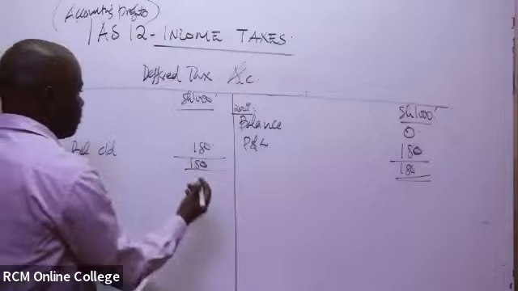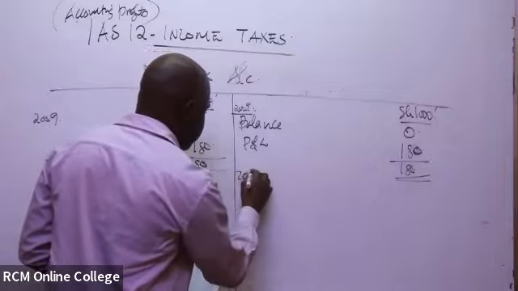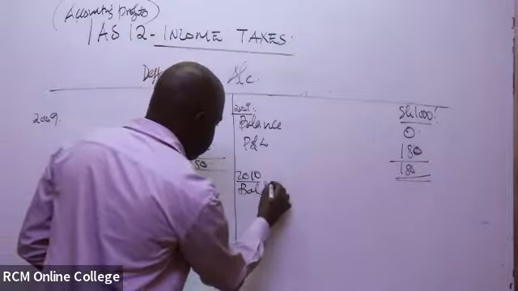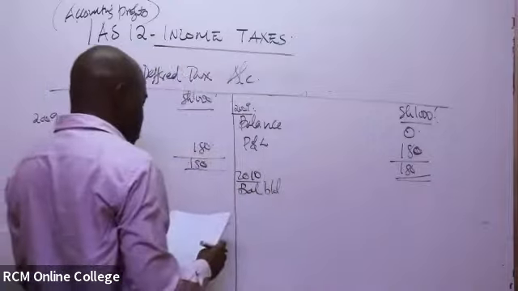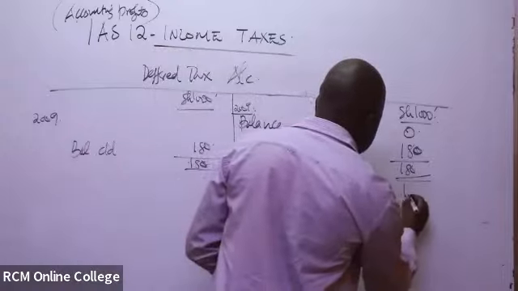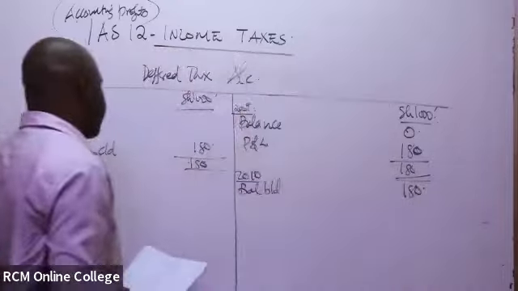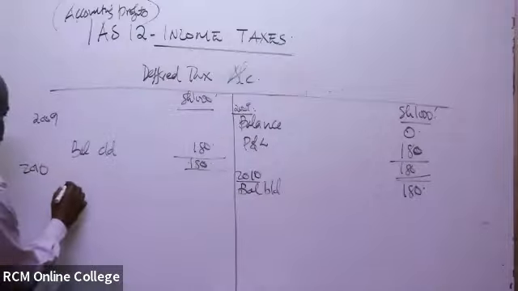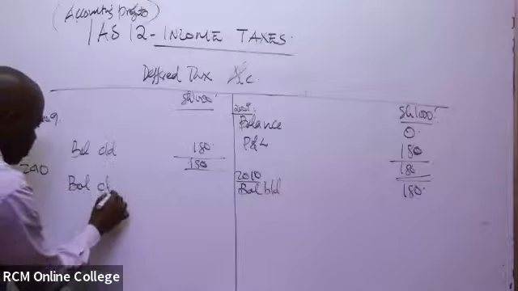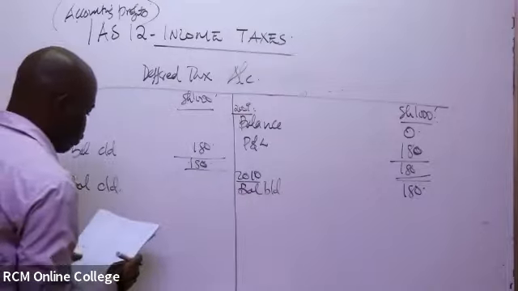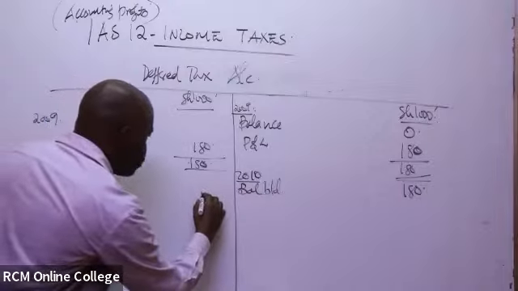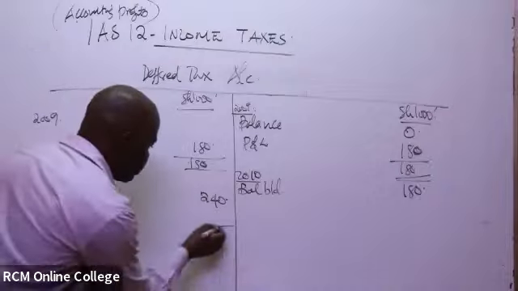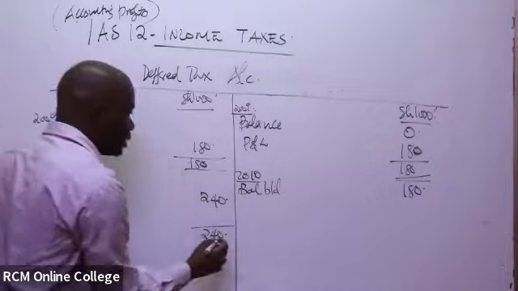But now the coming year, that is 2010, we have a balance brought down of 180. By the end of the year, our balance carried down for 2010 is 240. So there was an increase of 60. So the total here, you can see, is 240.